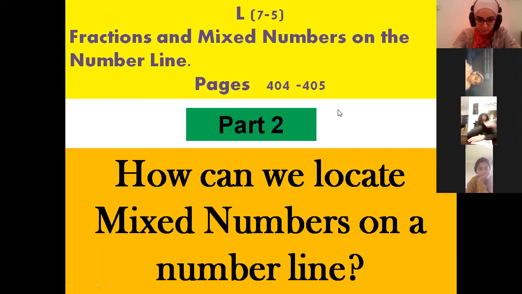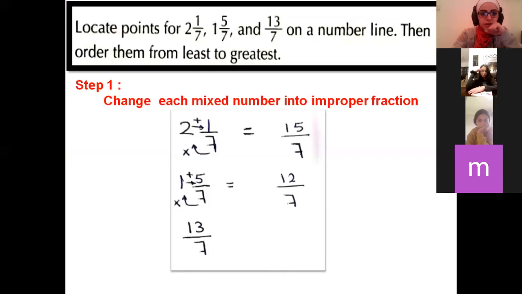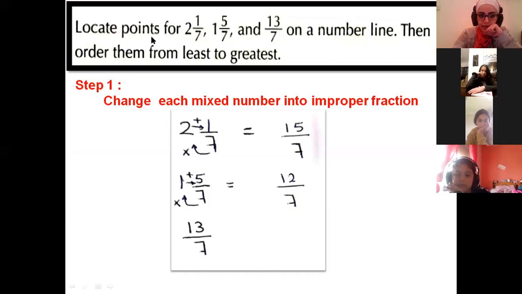If we have a mixed number, how do we plot it on the number line, or how do we read the mixed number from the number line? Look at this example. We need to locate these points, 2 whole and 1 over 7, 1 whole and 5 over 7, and 13 over 7 on a number line. Then we're going to order them from least to greatest.